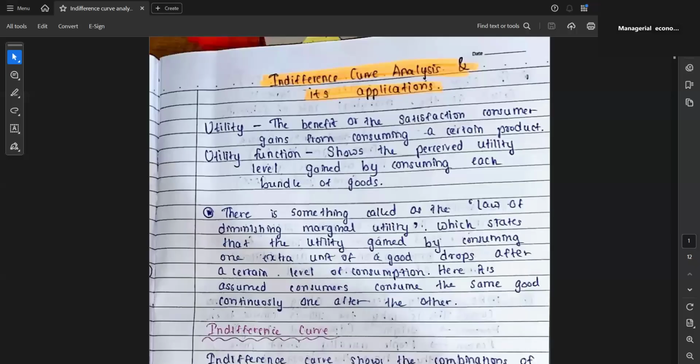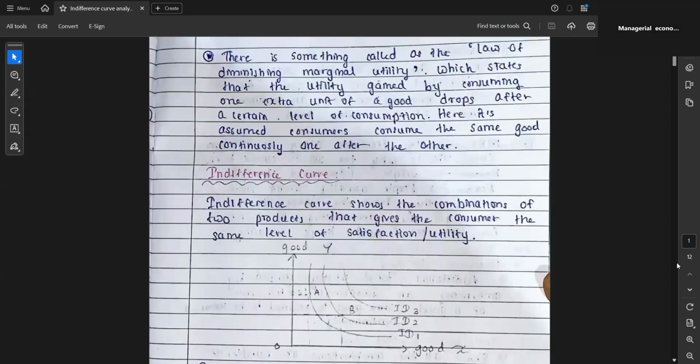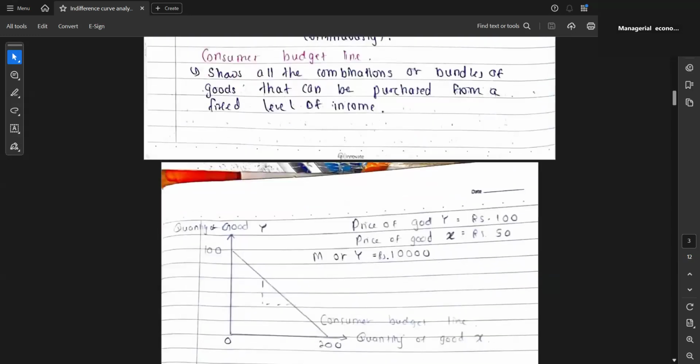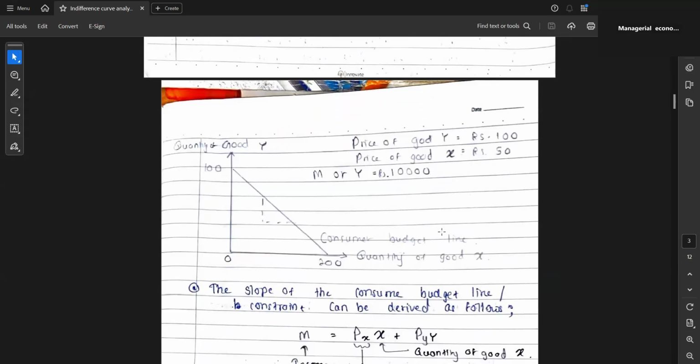So in a consumer budgetary constraint, let me share the screen first. Okay, so this document, the note, has already been uploaded to the drive as well as to the academic materials group. So in here, let's go to the budgetary constraint part. Okay, so this curve is showing the consumer budget line, or the budgetary constraint.